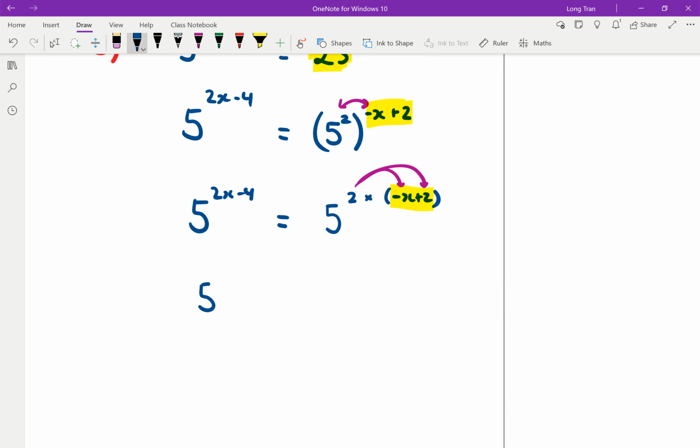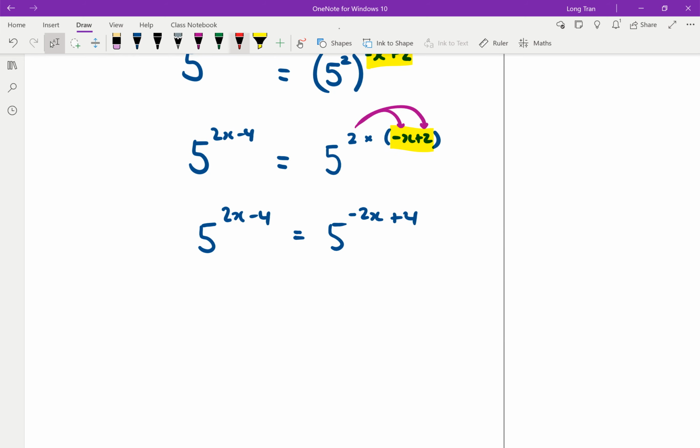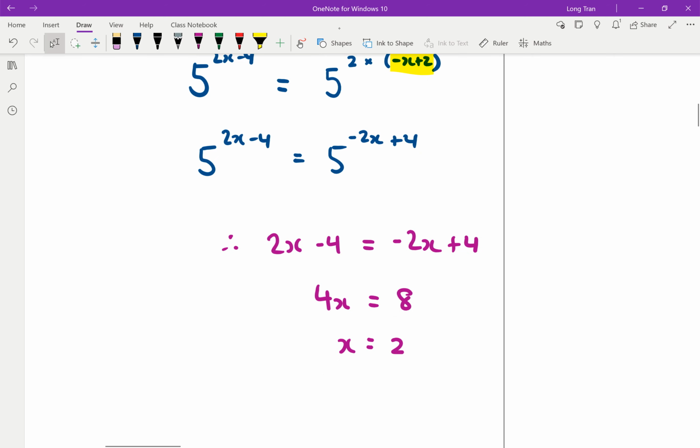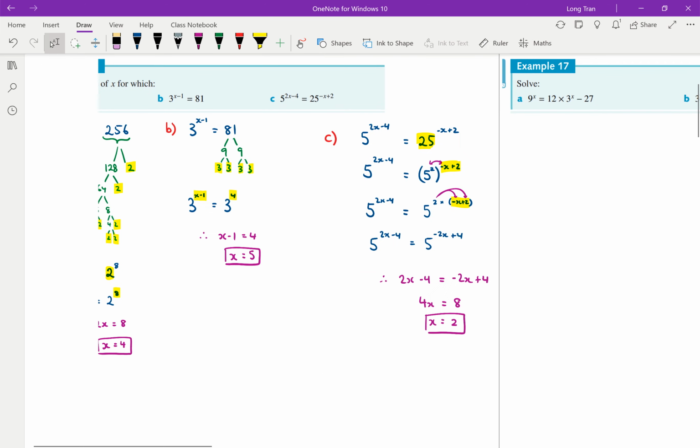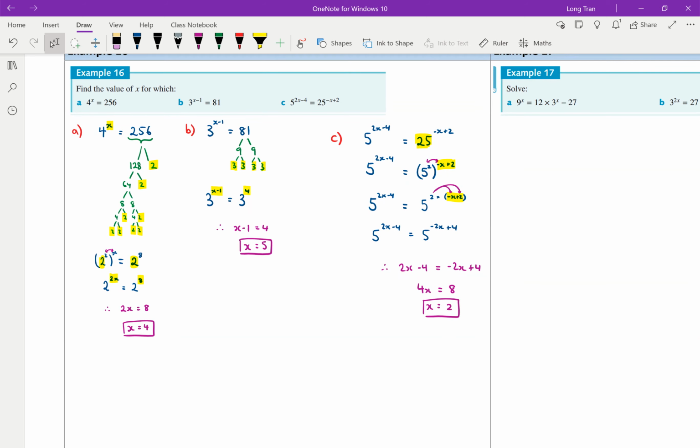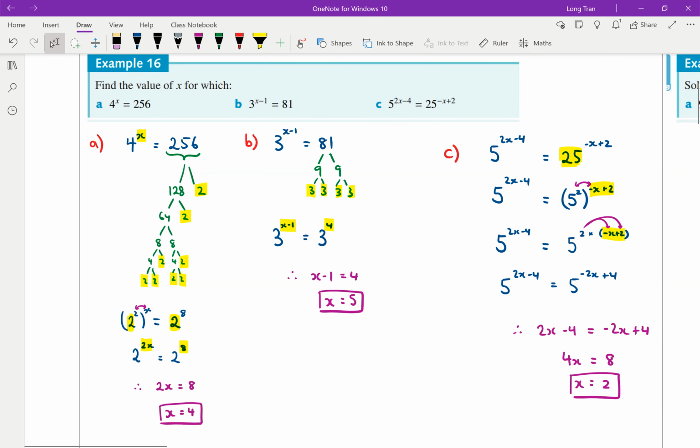So if you do that correctly, then what you will have now is 5 to the power of negative 2x plus 4. And again, solving by comparison, if the bases are equal, and these two sides are meant to equal each other, then the powers must equal each other. So 2x minus 4 is equal to negative 2x plus 4. This gives us 4x is equal to 8, and therefore x equals 2. Okay, dividing both sides by 4. There you go. So that's how you would do example 16 to solve exponential equations using comparison, solving by comparison.